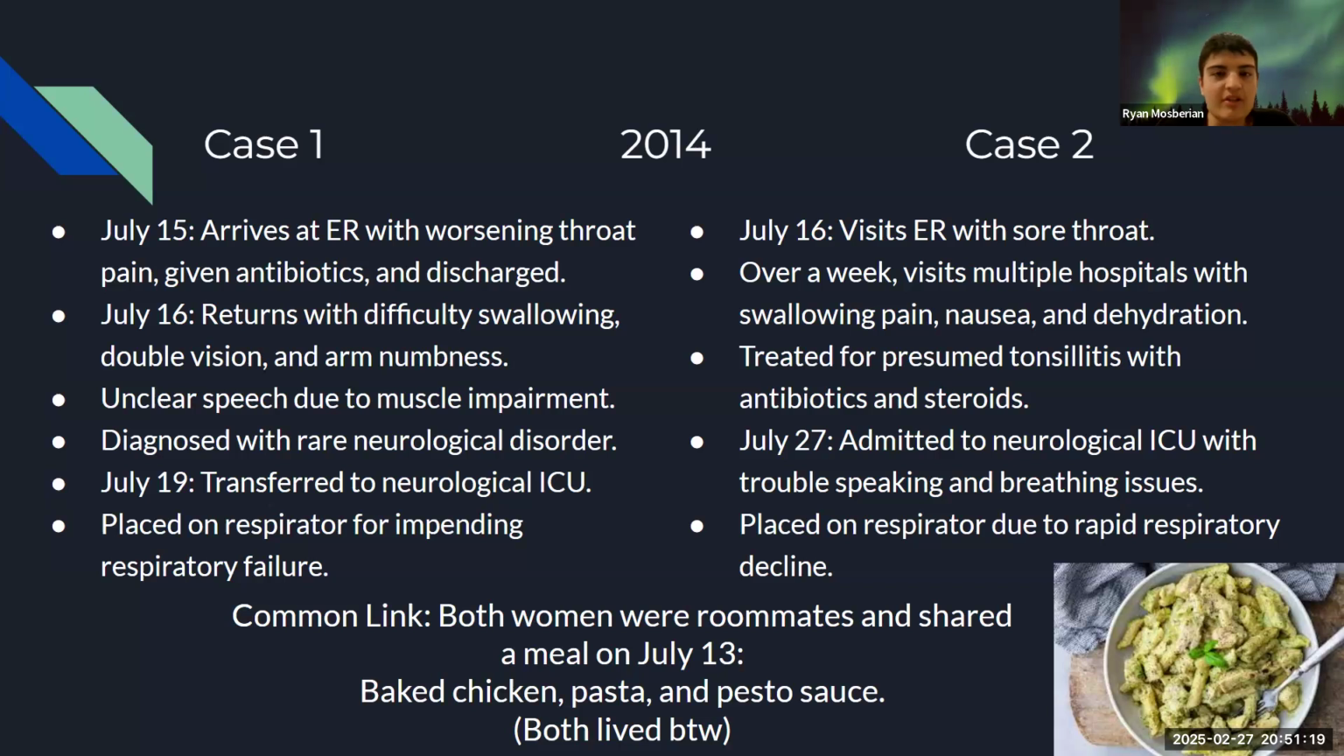And so they were both admitted to the neurological ICU, where they found that both of them were roommates, and they had shared a meal a few nights before going into the hospital, and it was a baked chicken pasta with pesto sauce. Both of them lived, so I just felt it's important to mention that.